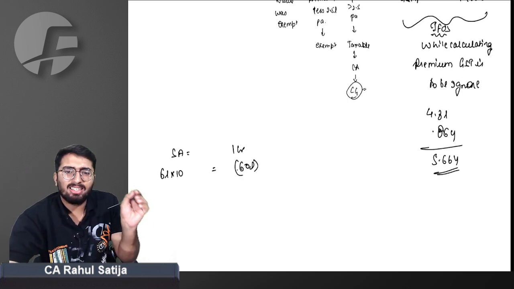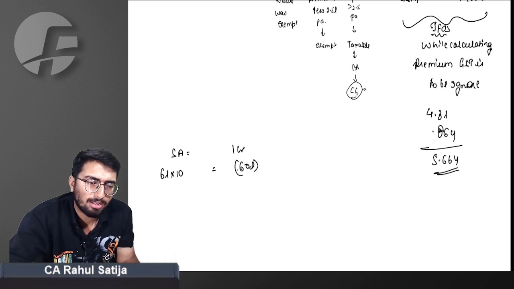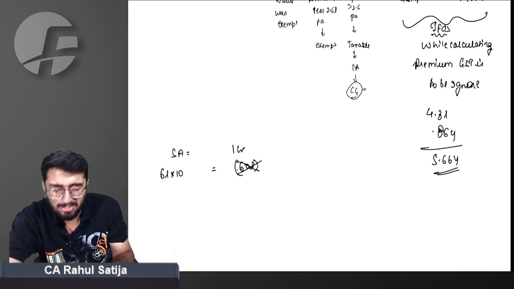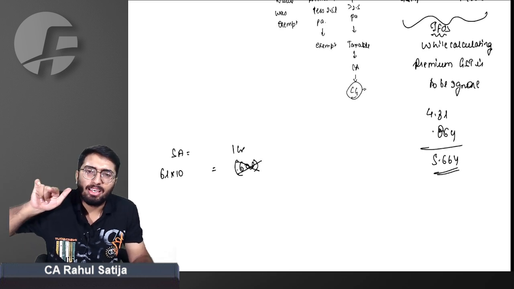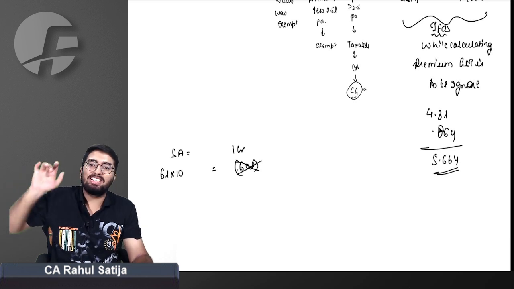Can I say that cost of acquisition for this policy will be 60 lakh rupees? Is it correct to say cost of acquisition of this policy will be 60 lakh rupees? Right answer is no, it is not correct to say. Why, sir? Why is it not correct to say? Because you have taken benefit of 80C against this policy.